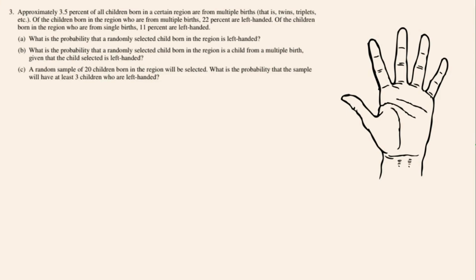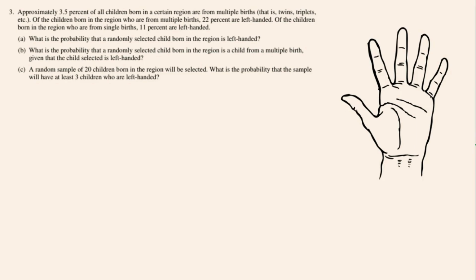Okay, here comes problem number 3. Approximately 3.5% of all children born in a certain region are from multiple births, that is, twins, triplets, etc. Of the children born in the region who are from multiple births, 22% are left-handed. Of the children born in the region who are from single births, 11% are left-handed. Let's look at these 3 questions.